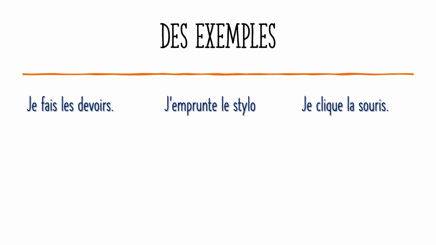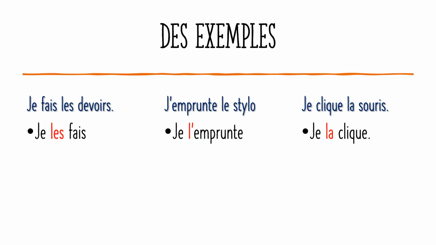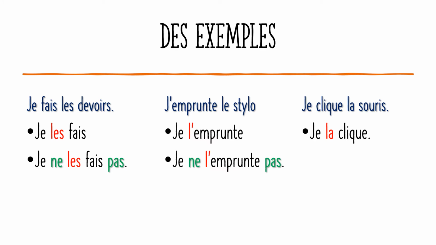So when I rewrite those sentences using PCD, I should get je les fais, je l'emprunte, je la clique. The PCD goes in front of the verb from which it's being verbed. So I'm doing them, I'm borrowing it, I'm clicking it. Now we're going to make them negative. So the ne pas goes around the verb still, and we got to make sure that the PCD is inside it as well. So I'm doing them becomes je ne les fais pas. I'm not doing them. Je l'emprunte becomes je ne l'emprunte pas. And je la clique becomes, I bet you can already think of it, je ne la clique pas.